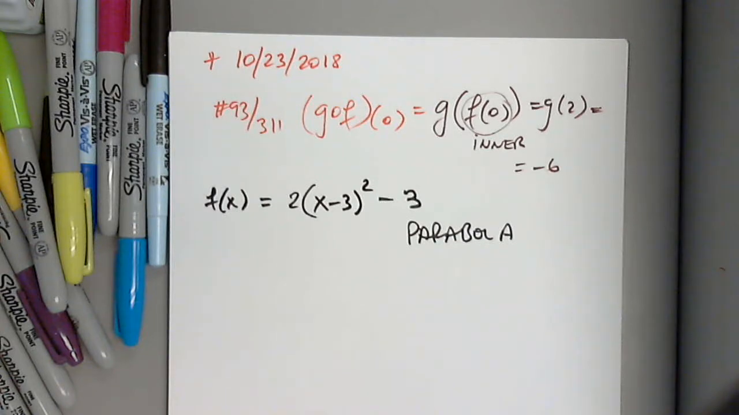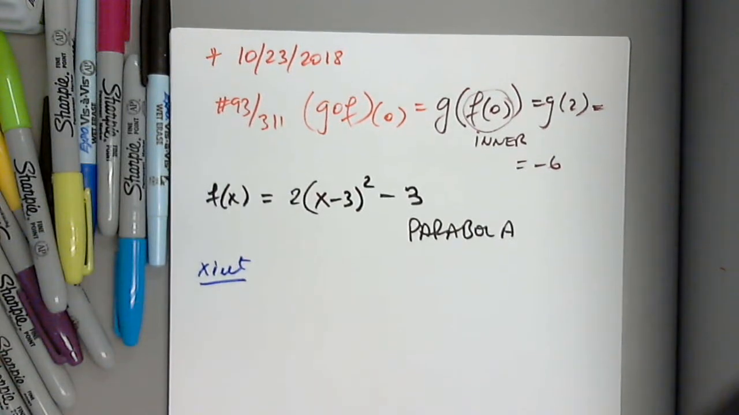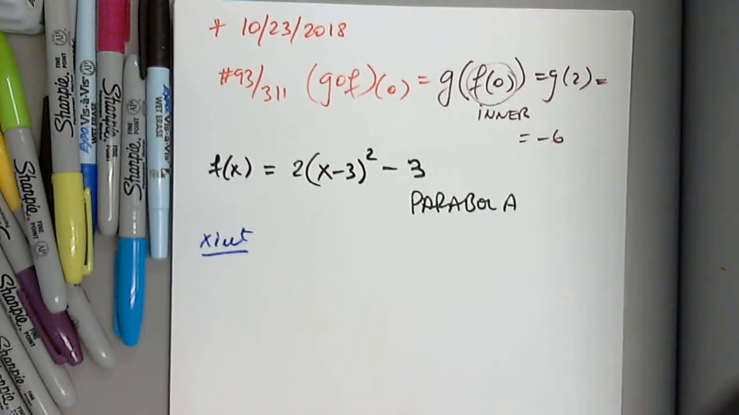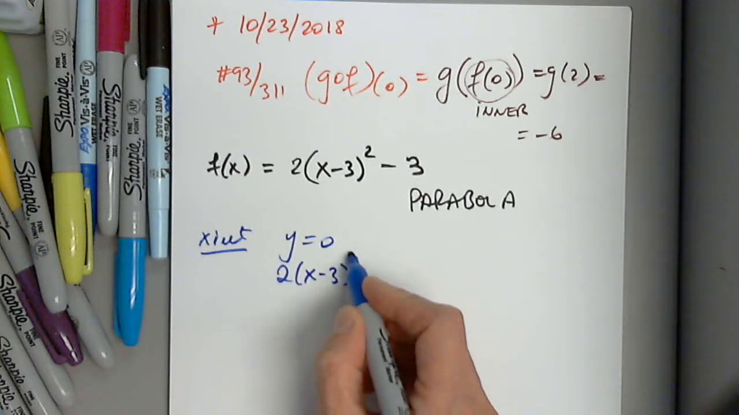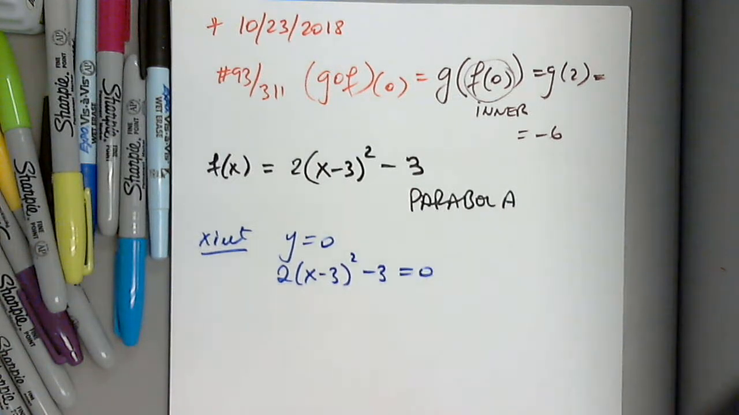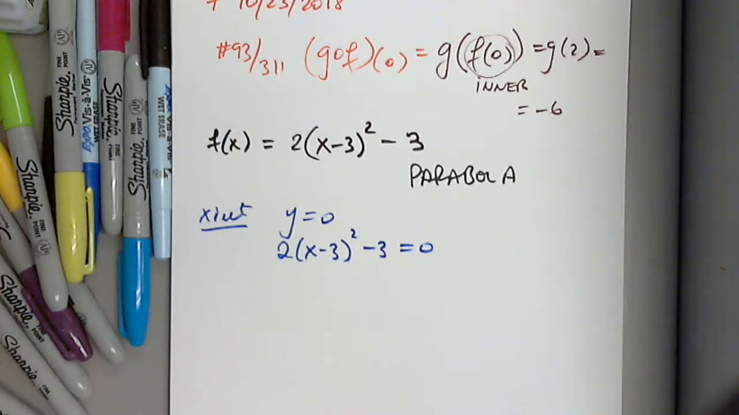Okay, let's start with that. How do we find the x-intercept for any function? Let y equals 0. Very good. So then I have 2 times (x minus 3) squared minus 3 equals 0. How do I proceed? This is ready for which of the four methods of solving quadratic equations?